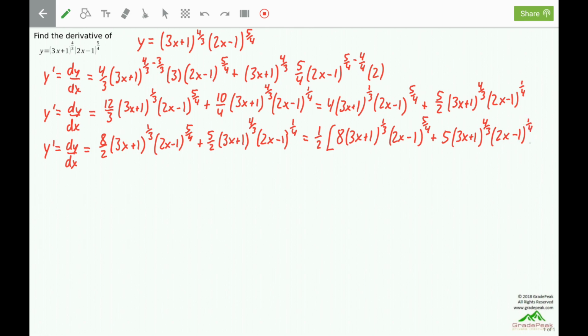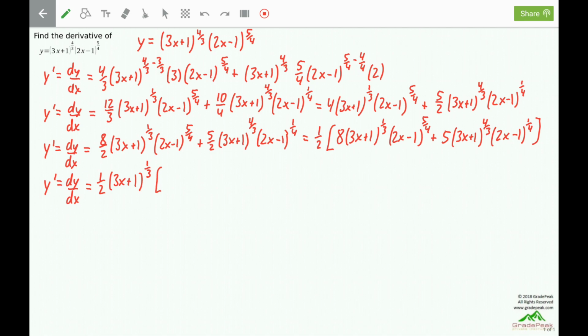In our next step, we're going to start factoring expressions to powers. So we have a 1/2 already factored out. The next thing I'm going to factor out is a 3x plus 1 to a power. Now if we look, we have a (3x plus 1) to a 1/3, and we have a (3x plus 1) to a 4/3. We can factor out the lower of the two, that's the 1/3. So (3x plus 1) to the 1/3 power.